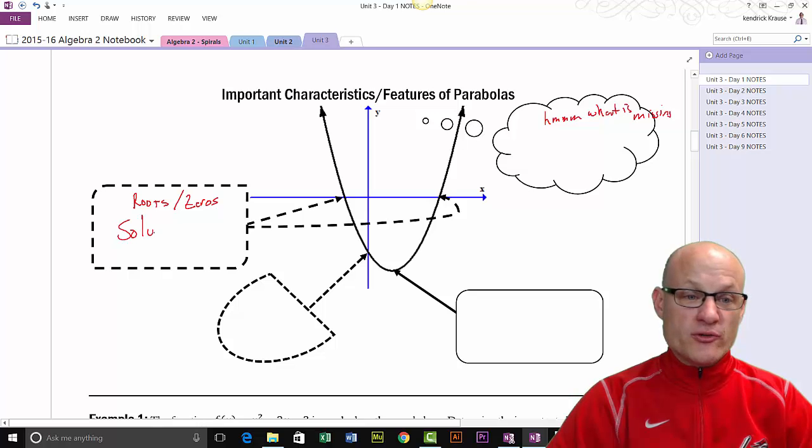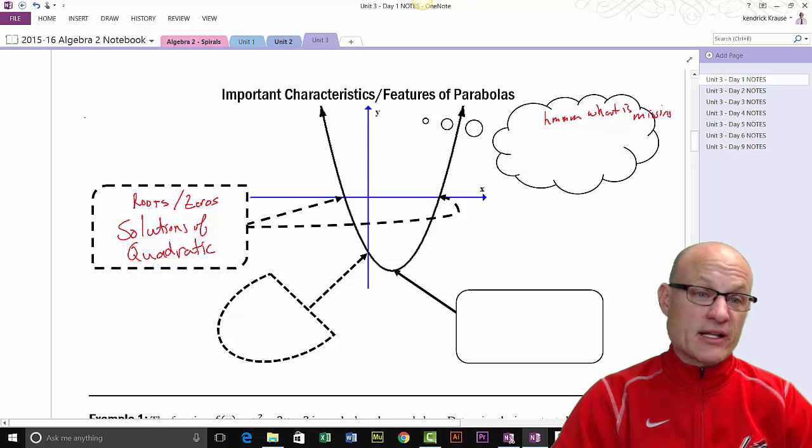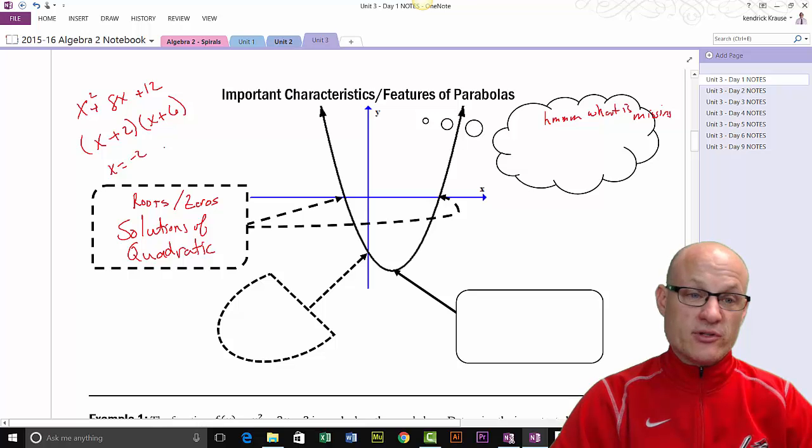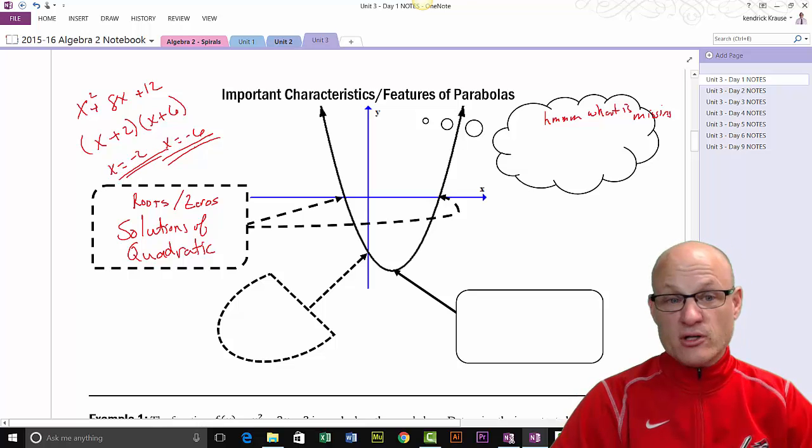Oftentimes they will be the solutions of a quadratic. Now, remember, all parabolas are quadratics. So it'll be the solution of the quadratic. So when you solve a quadratic, like when I give you x squared plus, let's make something up, 8x plus 12, and you go, oh, that's (x + 2)(x + 6), and you say, oh, the answers are x equals -2 and x equals -6. These are your roots, they're your zeros, or they are the solutions of the quadratic.